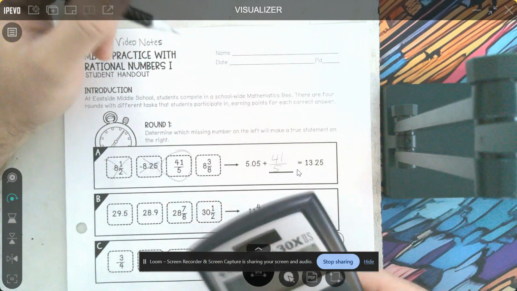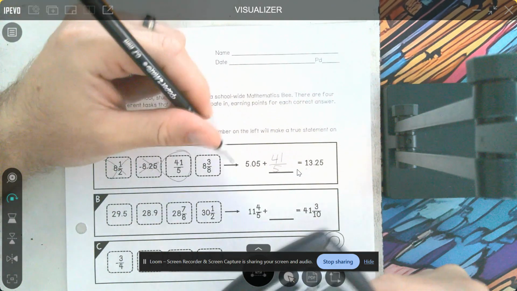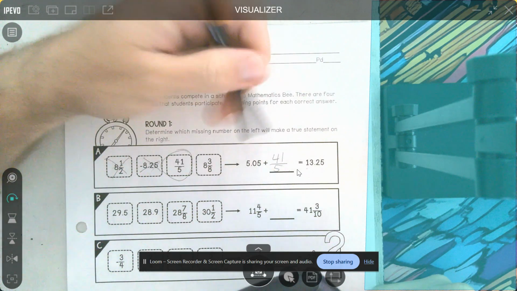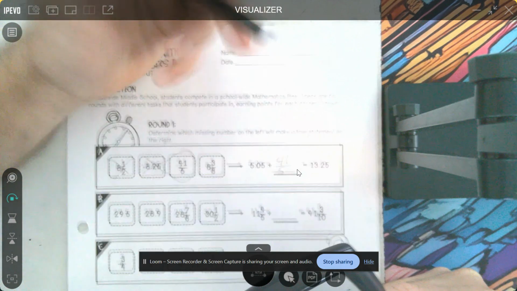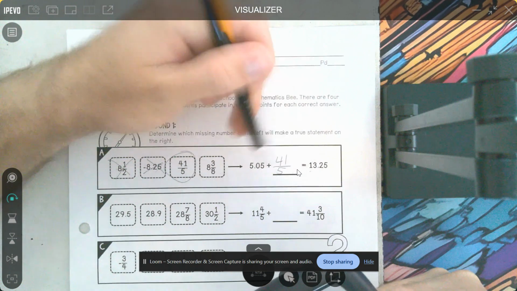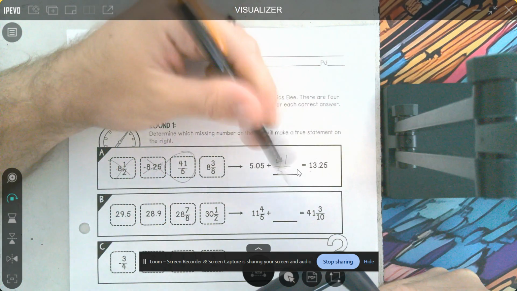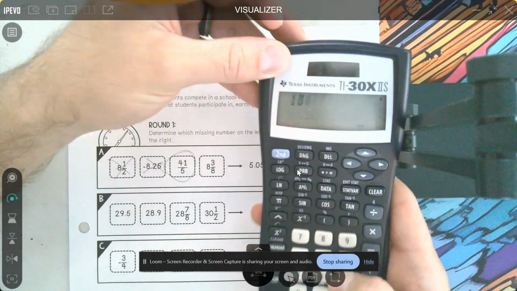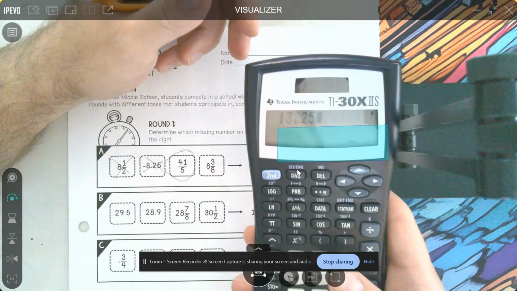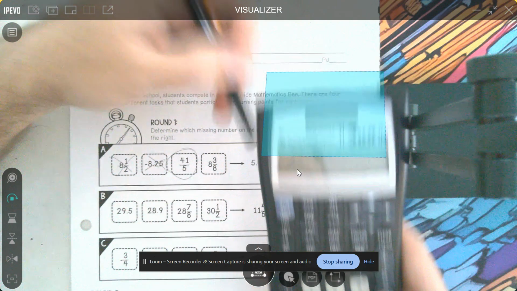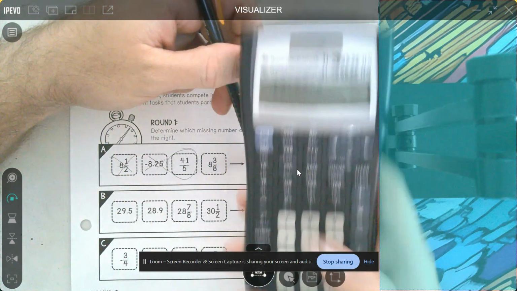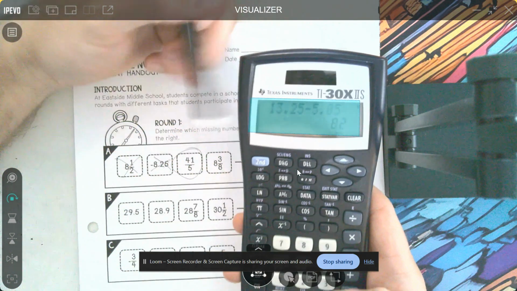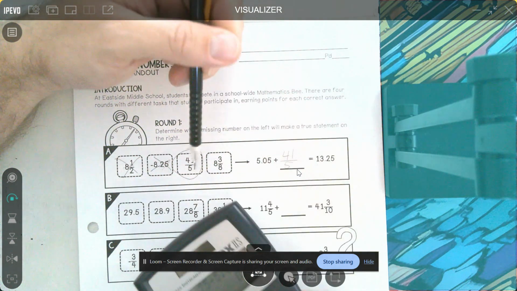Okay, good. Now I'm going to show you a different way to do it. That's the guess and check method. Now we are going to go backwards, because the opposite of addition is subtraction. If I know my answer and I know the number to start with, I can go backwards and use subtraction to find my missing number. Watch this. Start with the answer, 13.25, then subtract what you started with, 5.05. Press enter, and look at that. You get 8.2. But wait, that's not one of my answer choices.